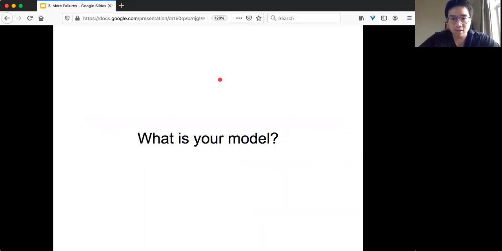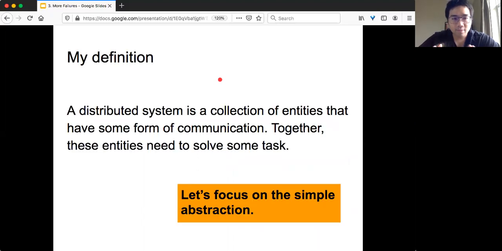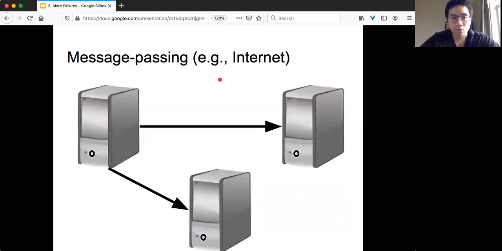To start with, we need to focus on our model, which layer of abstraction we are dealing with. Remember my definition: we have a collection of entities and some form of communication. For this episode, let's focus on a very simple abstraction, the message passing model. We have some machines, and you can send a message to any particular destination of your choice, and that's all. It's a very simple model for the internet that we are using today.